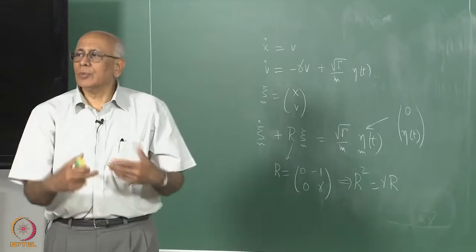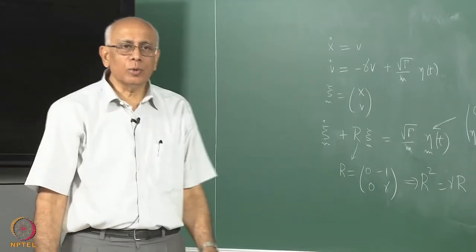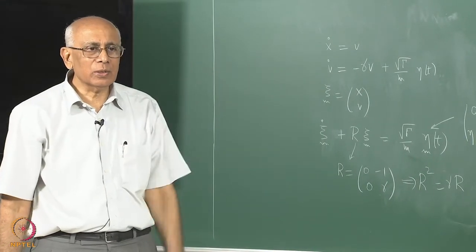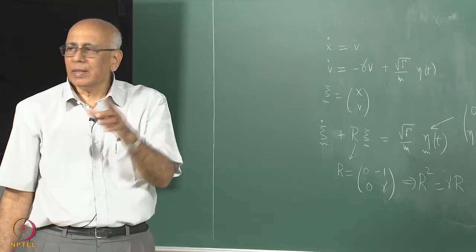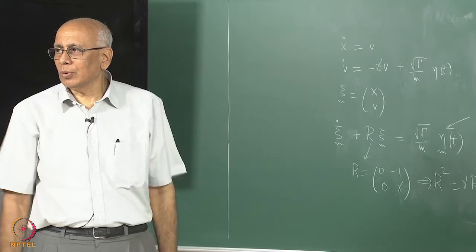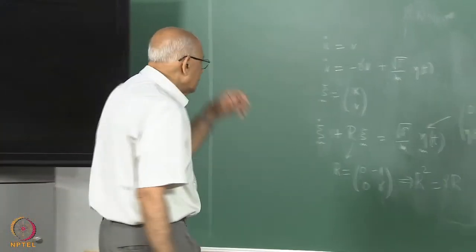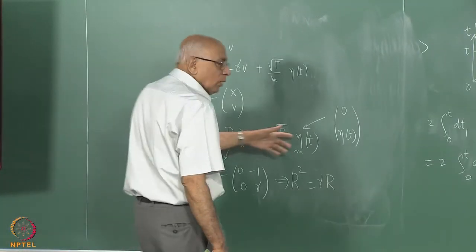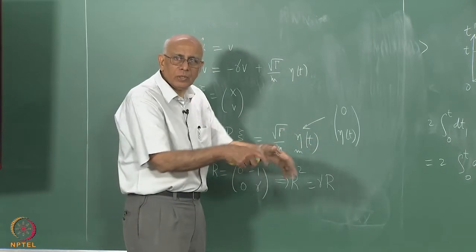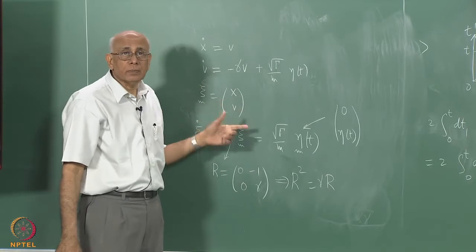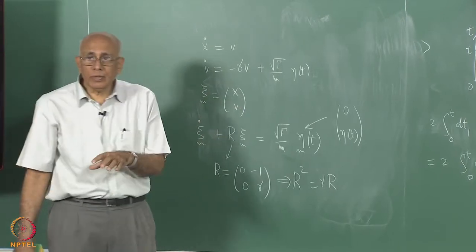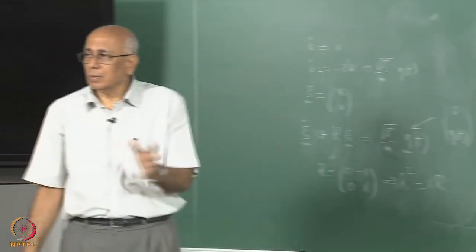So once you have that, the exponential is trivial, because then R cubed is gamma R squared, which is gamma squared R, and so on. So R to the power n is just gamma to the n minus 1 times R, and therefore you can compute the exponential. So in principle, you can write the solution down and take averages and so on as we did earlier. So in principle, you can find all the correlations. You can find v of 0, v of t, x of 0, v of t, we can do all these things.